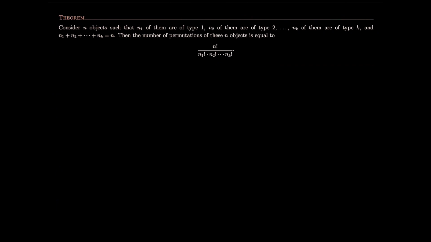But if you want to write it in mathematical terms, it becomes a little bit subtle. Consider n objects, where n sub 1 of them are of type 1, n sub 2 of them are of type 2, and so on, n sub k of them are of type k. And n1 plus n2 plus up to nk is the total number of objects. Then the number of permutations of these n objects is n factorial divided by the factorial of the repetition of the first items, times the factorial of the second one, and so on. Is that right?